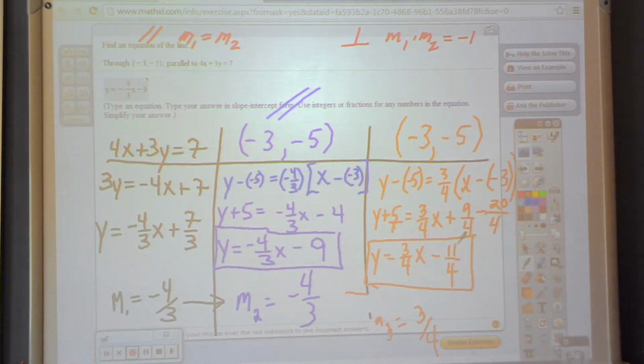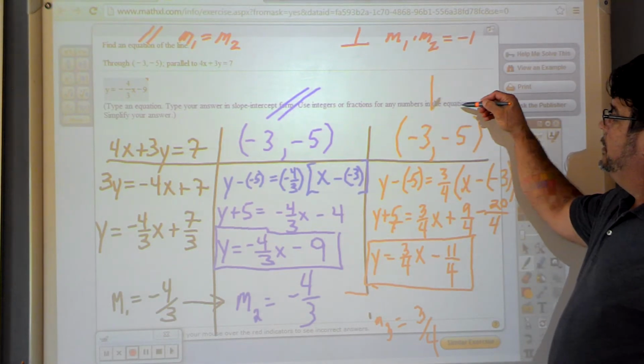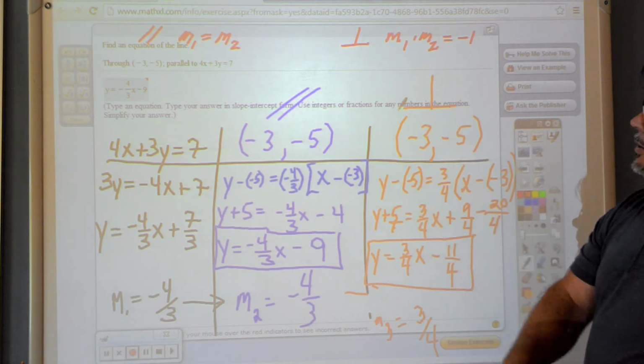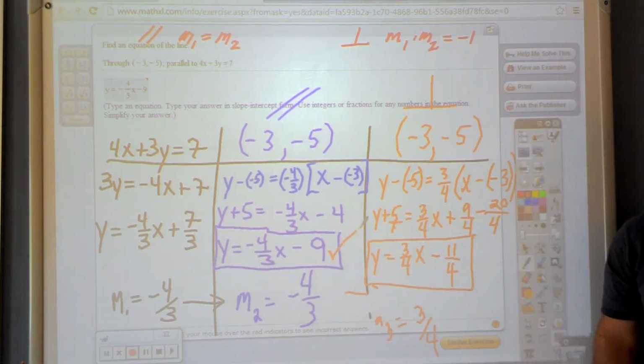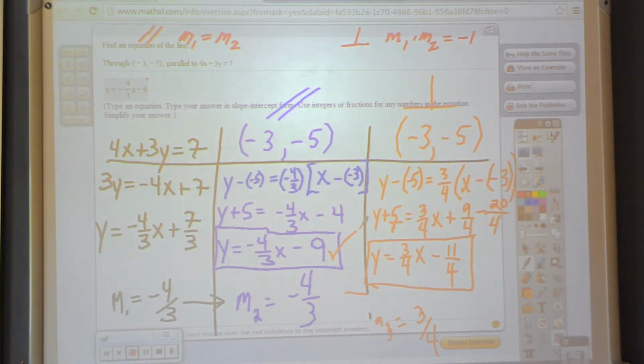Now, what does the problem ask for? Parallel. Parallel, so your blue answer is the answer you're looking for. So I'm glad we did that problem, so that way that would reinforce the problem we did first.